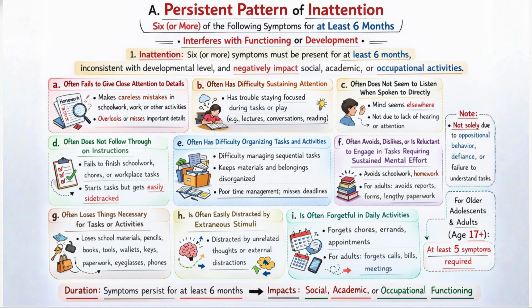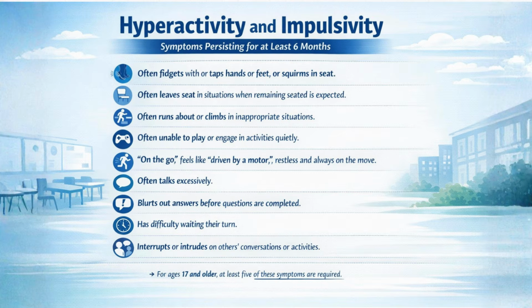Or the adult who is always losing their keys, their wallet, their phone, or who starts a project with all the enthusiasm in the world, but just gets sidetracked and never actually finishes it. And here's the second list, this one for hyperactivity and impulsivity. The rule is the same, 6 for kids, 5 for adults. This covers things like constant fidgeting, being totally unable to stay seated through a meeting, talking nonstop, or blurting out an answer before the question is even done. It's that feeling that patients describe as being driven by a motor that you just can't turn off.